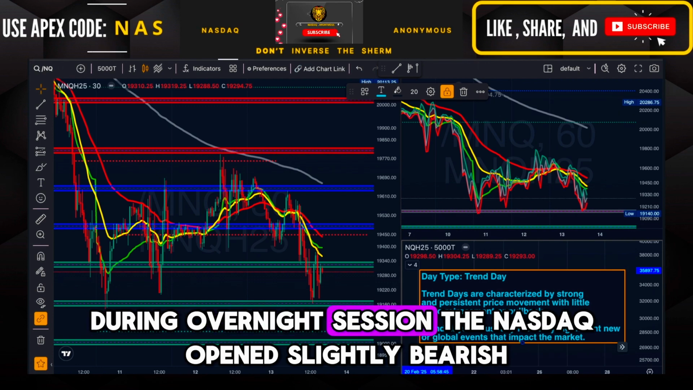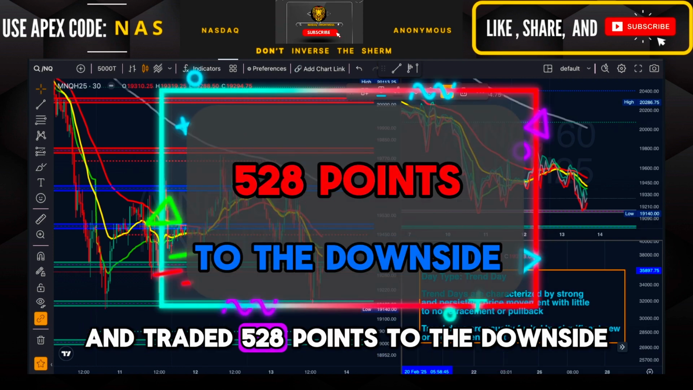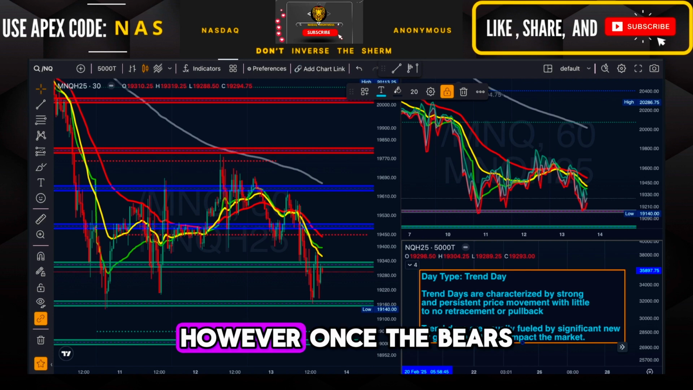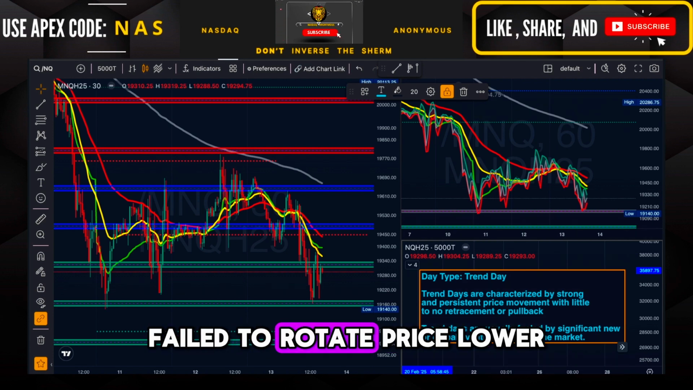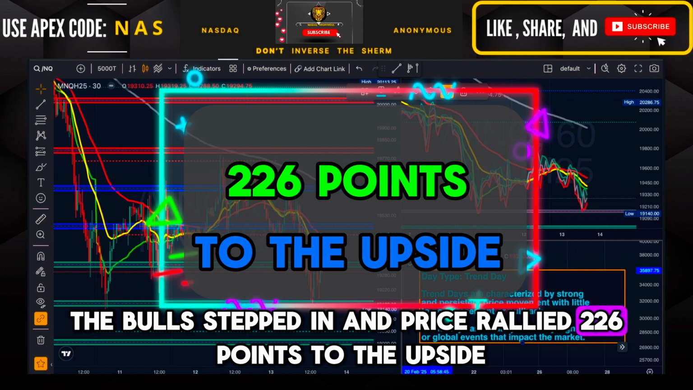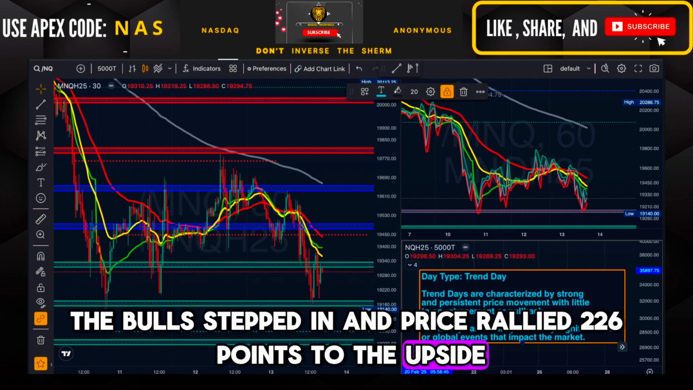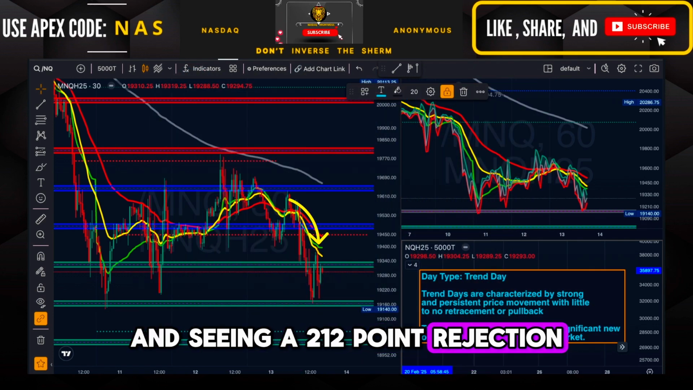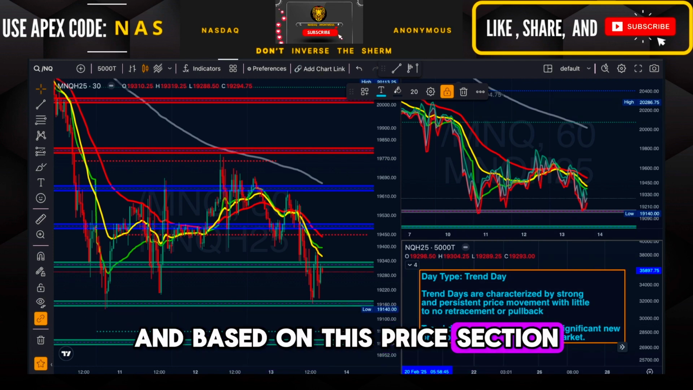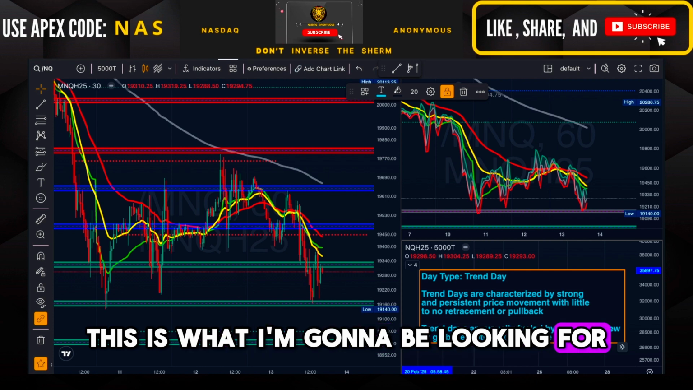During the overnight session, the Nasdaq opened slightly bearish and traded 528 points to the downside into a previous area of support. However, once the bears failed to rotate price lower, the bulls stepped in and price rallied 226 points to the upside, seeing a 212-point rejection and a 144-point bounce going into the close of the session. And based on this price action, this is what I'm going to be looking for.